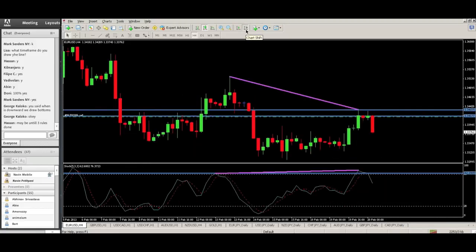So you come back down to the current area, and you're like, okay, this is my area I want to sell from. So we took a sell, and the markets are now headed short. Everyone with me so far? Everyone understand this concept?